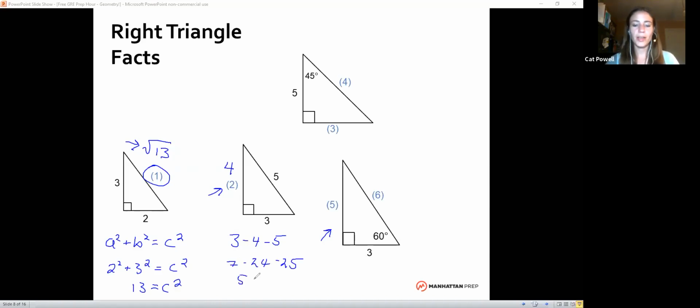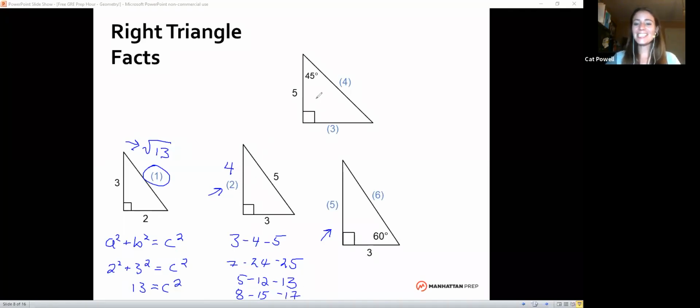7, 24, 25. 5, 12, 13. 3, 4, 5, also 6, 8, 10. Any multiples of each of these works as well. The other one that sometimes shows up is 8, 15, 17.